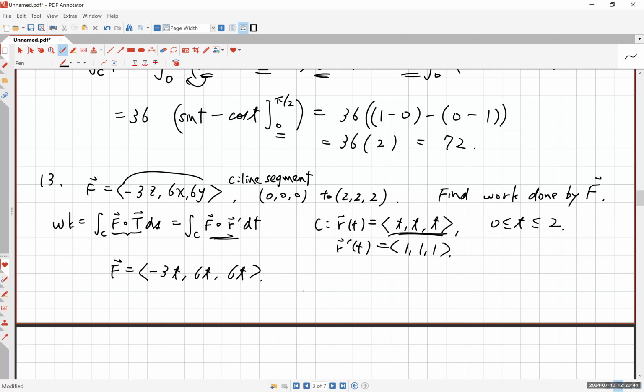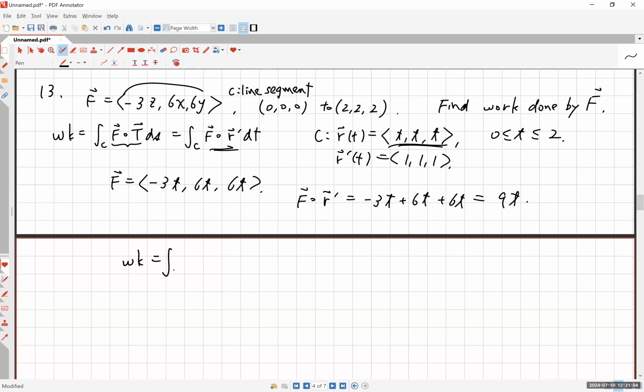All right, you have to have the dot product. So let's just go ahead and find the dot product. That's going to be negative 3t plus 1 times 6t plus 1 times 6t. That's 9t, right? And so that's simple, right? So the work is the integral from 0 to 2 of the dot product, 9t dt. It seems so simple, right? But that's really what's required here. And then integrating, you get 9 over 2, and then 4 minus 0, that's 9 times 2. The answer is 18, and that's fine.